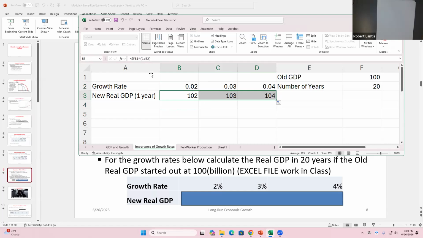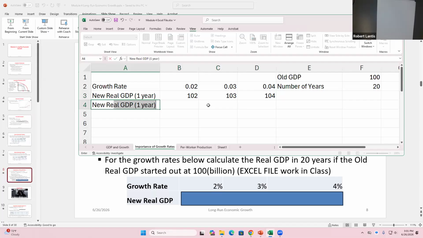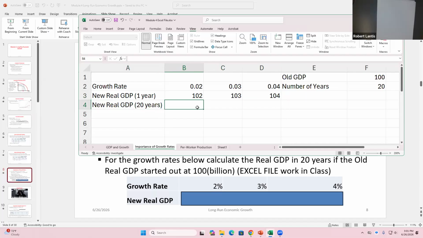However, we didn't have what we would end up calling compounding growth rates. Then in 2 years, it should only go up to 104, and in 3 years, 106. So if I had a 2% growth rate and I had 20 years, we might think it only goes up by 40. But because it's compounding, if we're making that prediction for 20 years out, it's going to be our old GDP times 1 plus that growth rate, but to the power of however many years we're trying to project out.